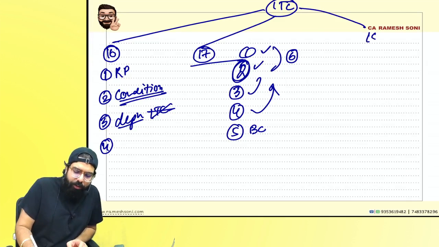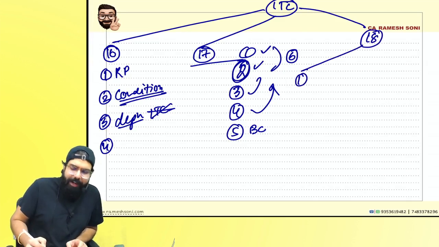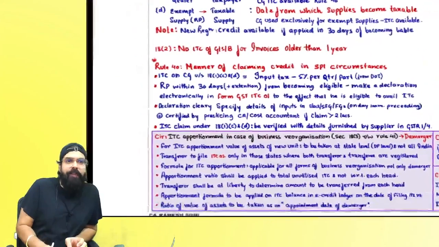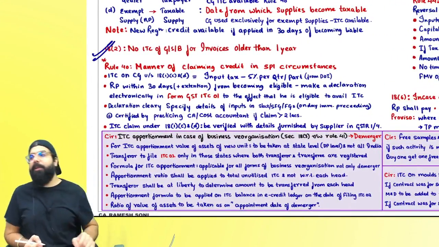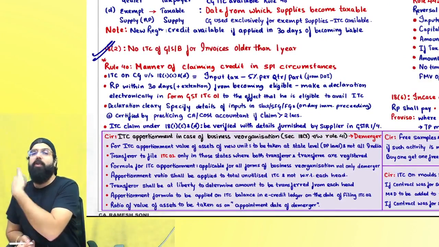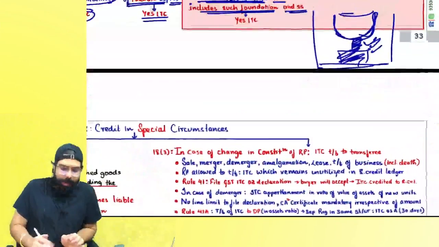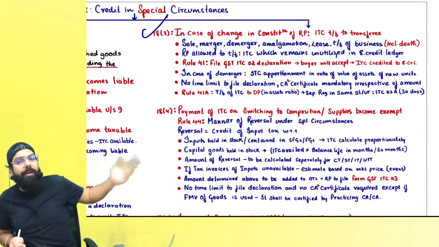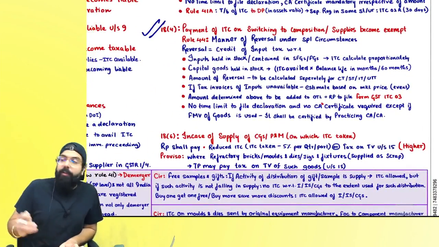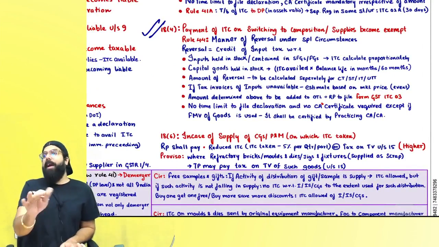Now we are going to do section number 18. Section number 18.1 says what are the special circumstances when the credit will be allowed. 18.2 told in special circumstances credit will be allowed only of those invoices which are up to 1 year old. Invoices older than 1 year, credit will not be allowed. Section number 18.3 told when you transfer the business, transfer the credit also. Section number 18.4, reversal of credit when normal person becomes composition, taxable supplies of a registered person becomes exempt supply.